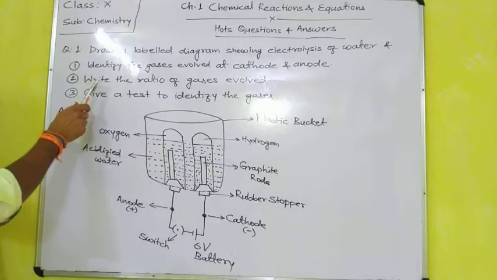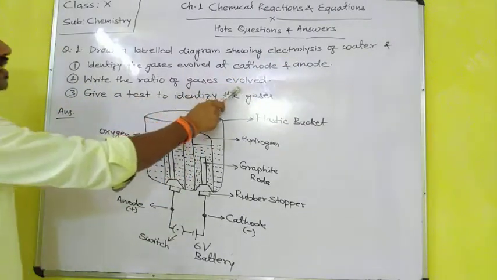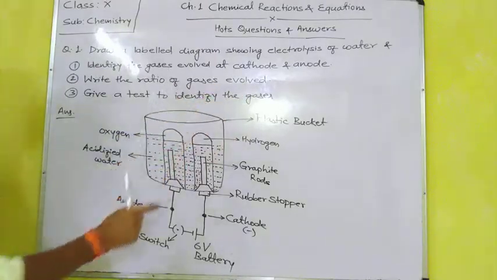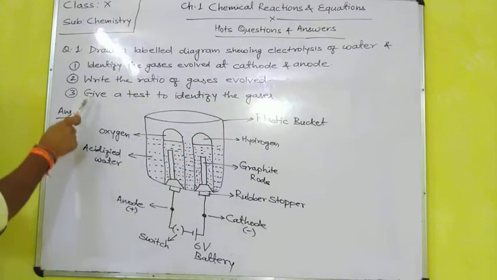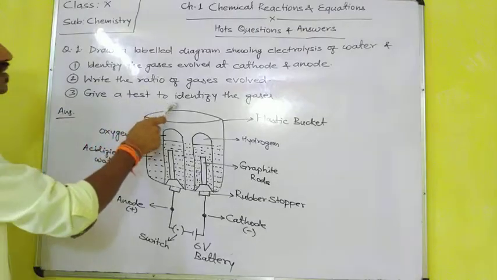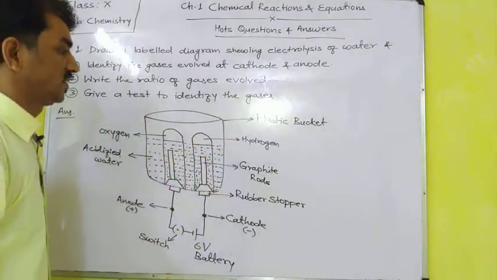Second question, write the ratio of gases which evolved after the electrolysis. And the third question, give a test to identify the gases.